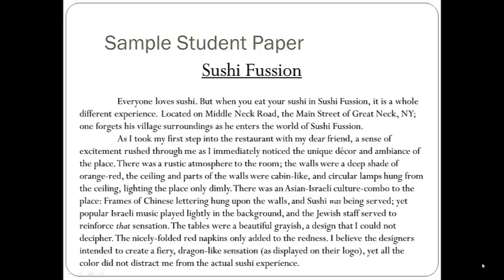The following is a sample student paper from one of our students who wrote a restaurant review, and I think she did a fantastic job. As you read this, we're just going to scroll down for you, and you could just pause it at any moment and then just stop and read it and then move on to the next frame.